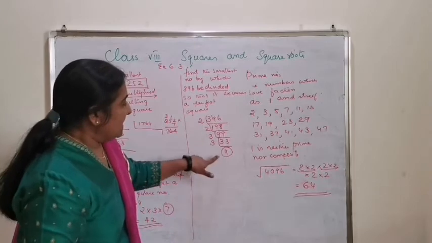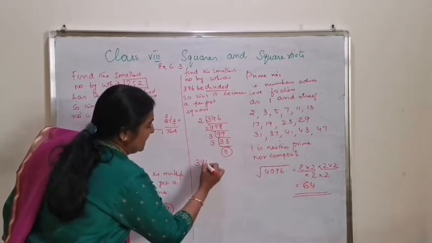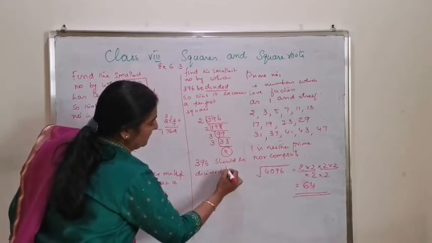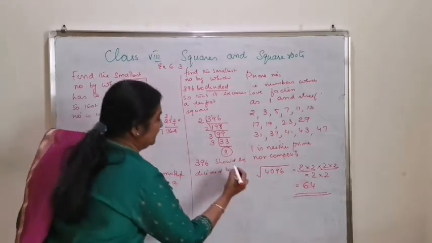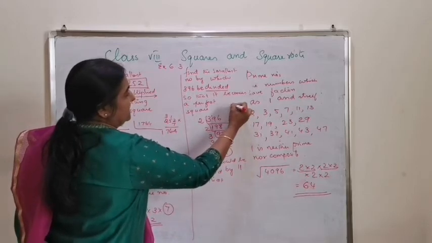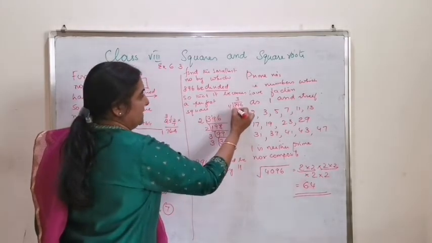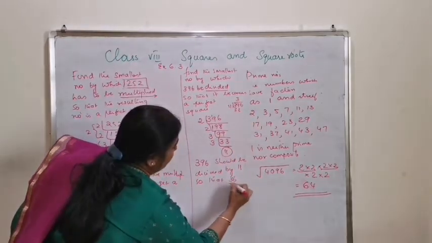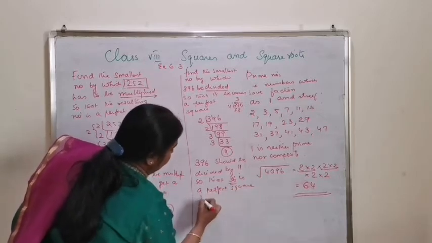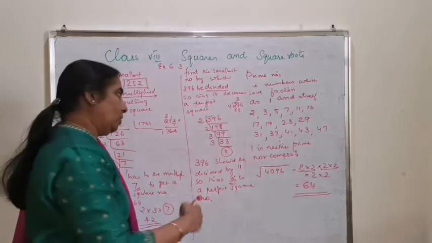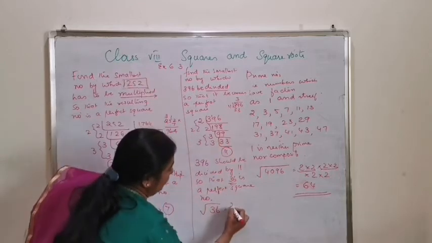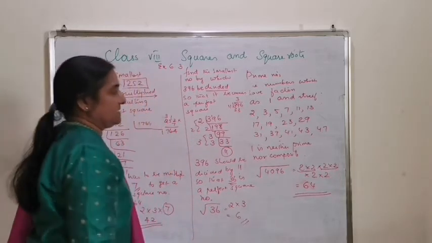That means the number 396 should be divided by the extra factor here, 11, so that we get the resulting number. 396 divided by 11: 3 11s are 33, so it is 36. So 36 is a perfect square number, and what will be the square root of 36? It is 2 into 3, which is equal to 6.